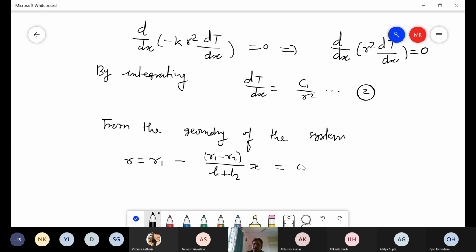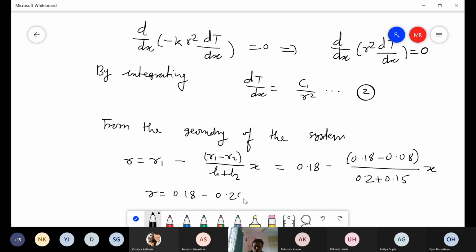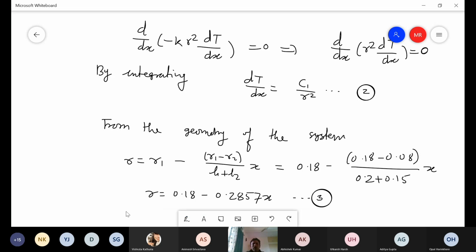So R1 is 0.18 minus 0.08 divided by L1 plus L2. L1 is given as 0.2, plus 0.15, into X. So after rearranging, R is obtained as 0.18 minus 0.2857x. So let's say this is equation number 3. So is it clear to everybody so far?